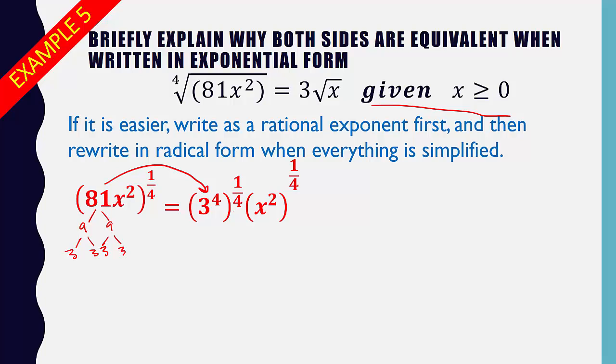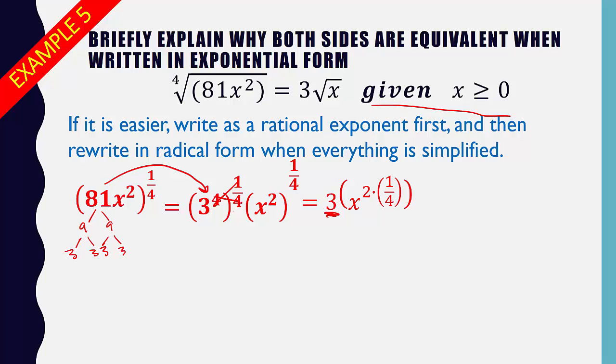So we have 3 to the 4th to the 1/4 power, because that 1/4 is outside of the parentheses, and everything inside then gets raised to the 1/4 power. And then x squared to the 1/4 power. When you do this, that 1/4 times the 4, so we have 1 base, 2 powers, we multiply. Those will cancel out because 4 times 1/4 is just 1, which is why I have this there.